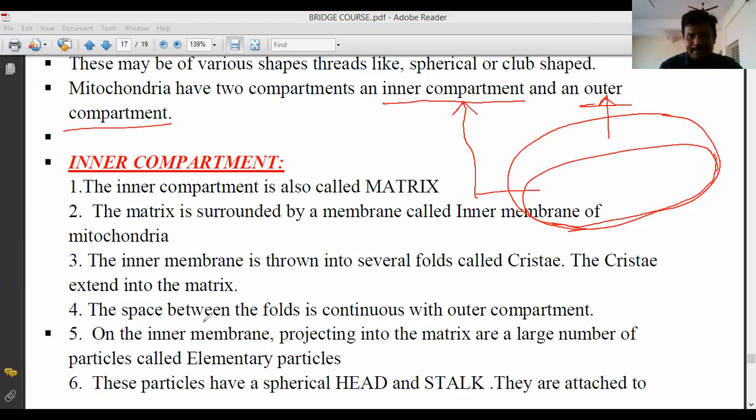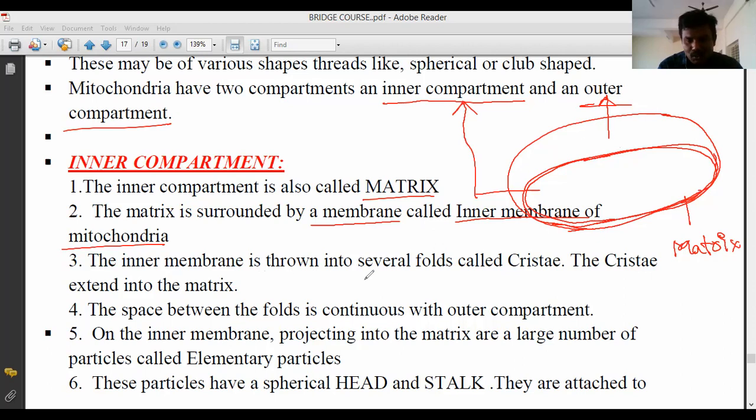First of all, let us see the inner compartment. The inner compartment is also called matrix. This matrix is surrounded by a membrane. The matrix is surrounded by a membrane, and that membrane is called the inner membrane of mitochondria.